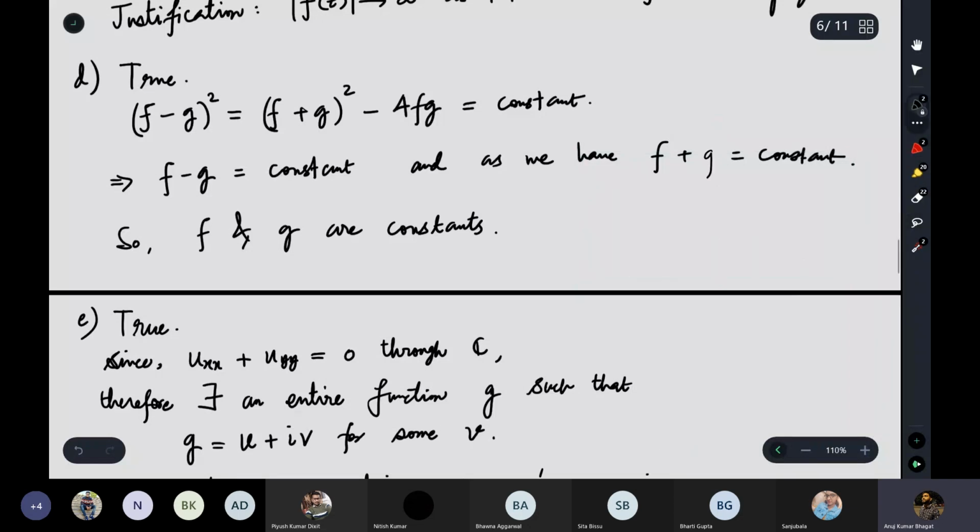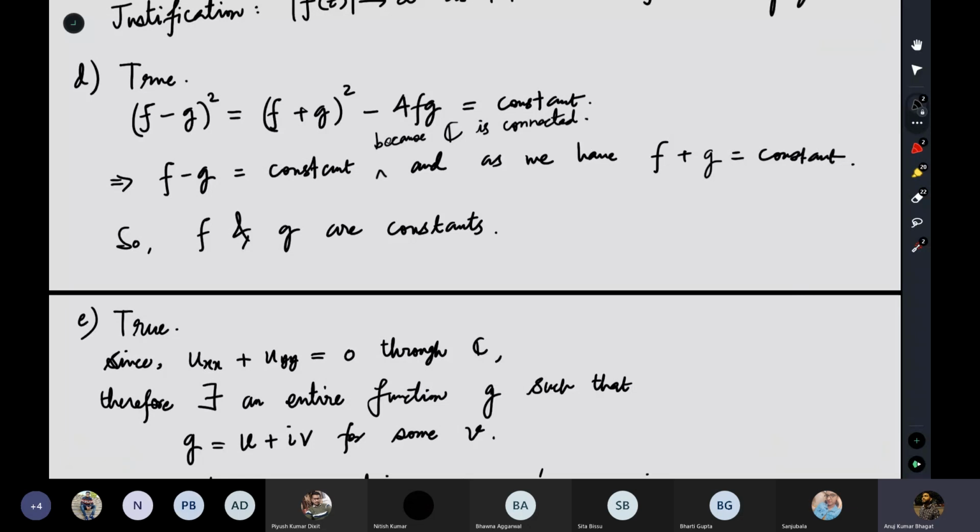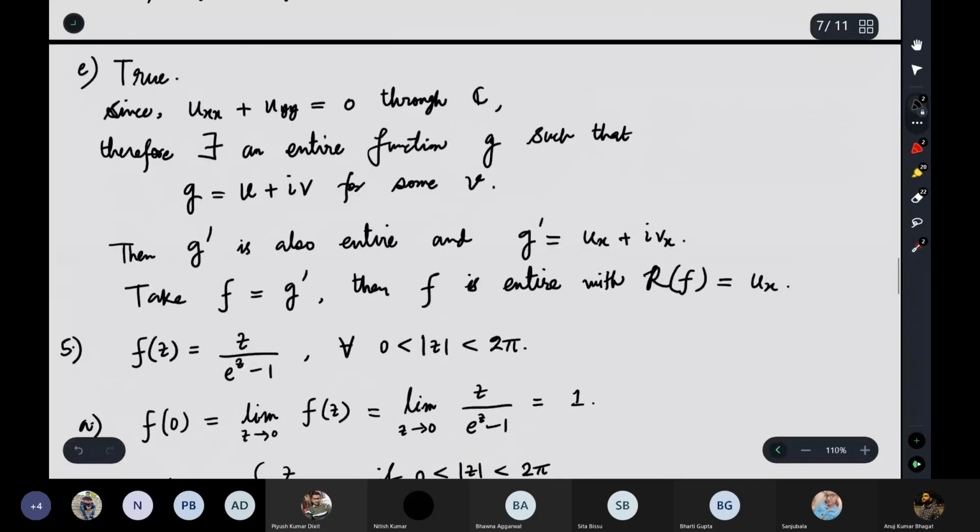Why is this true? From here, why can I conclude that f minus g is a constant? Because C is connected. So this is a very important justification that you have to mention. To conclude that f minus g is constant from f minus g whole square is a constant, you have to justify that C is connected. Because C is connected, this will happen because it cannot take two different values. Okay.